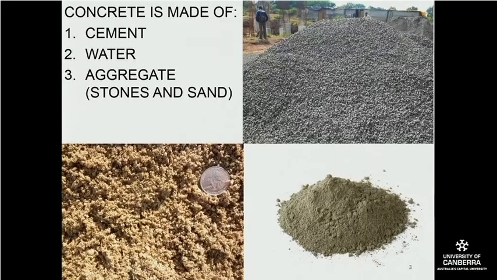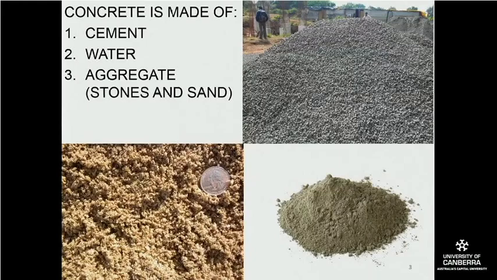So, concrete is made of cement, you see on the bottom right, water, which I haven't shown, and aggregate. Now, aggregate takes two forms, one being sand on the bottom left and the other being crushed rock on the top right.